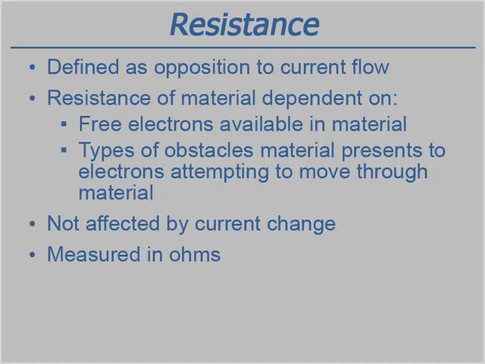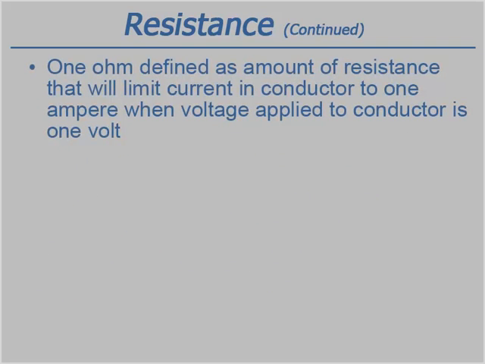Resistance is measured in ohms and is represented by the symbol R in equations. 1 ohm is defined as that amount of resistance that will limit the current in a conductor to 1 ampere when the potential difference or voltage applied to the conductor is 1 volt. The shorthand notation for ohm is the capital Greek letter omega.